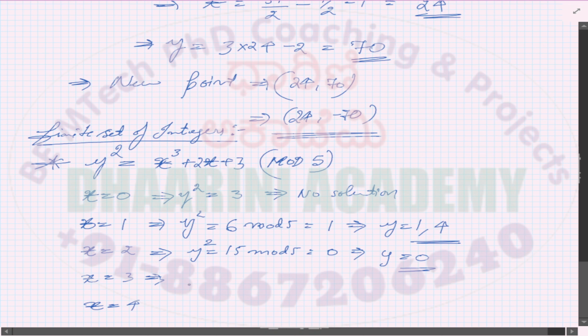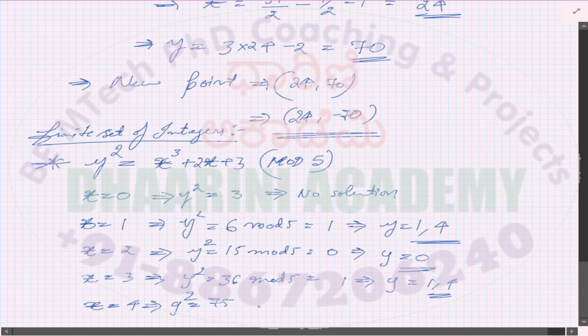Y square becomes equal to 3 into 3 into 3, which is 27, plus 6 plus 5. This is actually 36, correct? Mod 5, this is 1. So y square is 1 means once again I have y equal to 1 and 4. Then x is equal to 4: 64 plus 8 plus 5, that is 75.